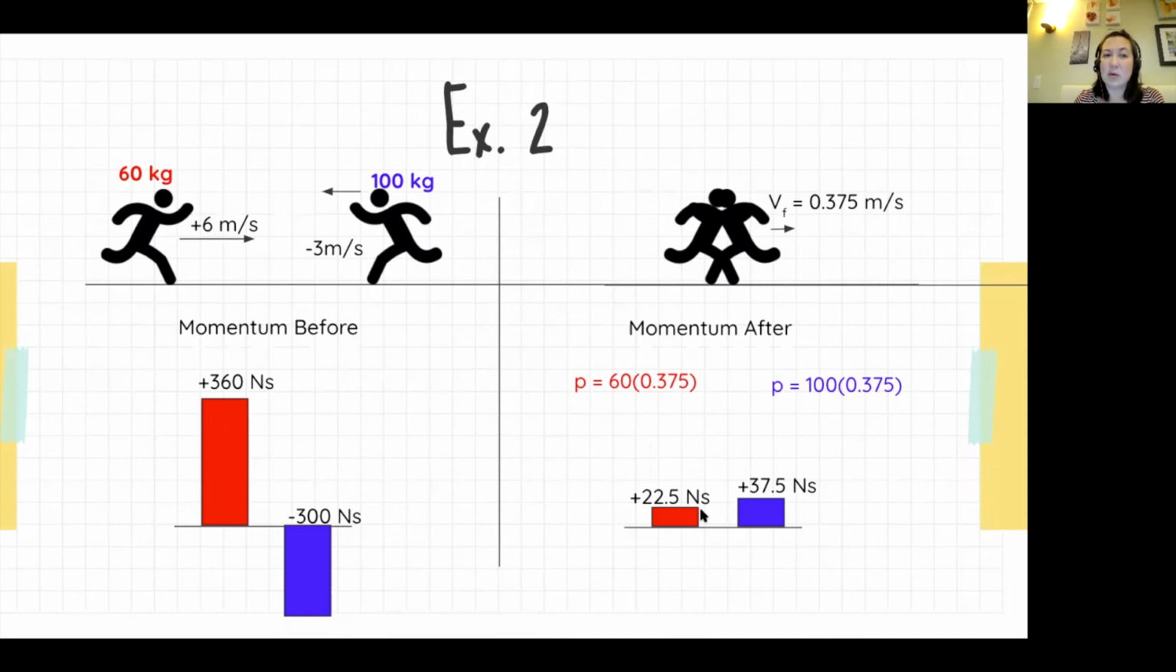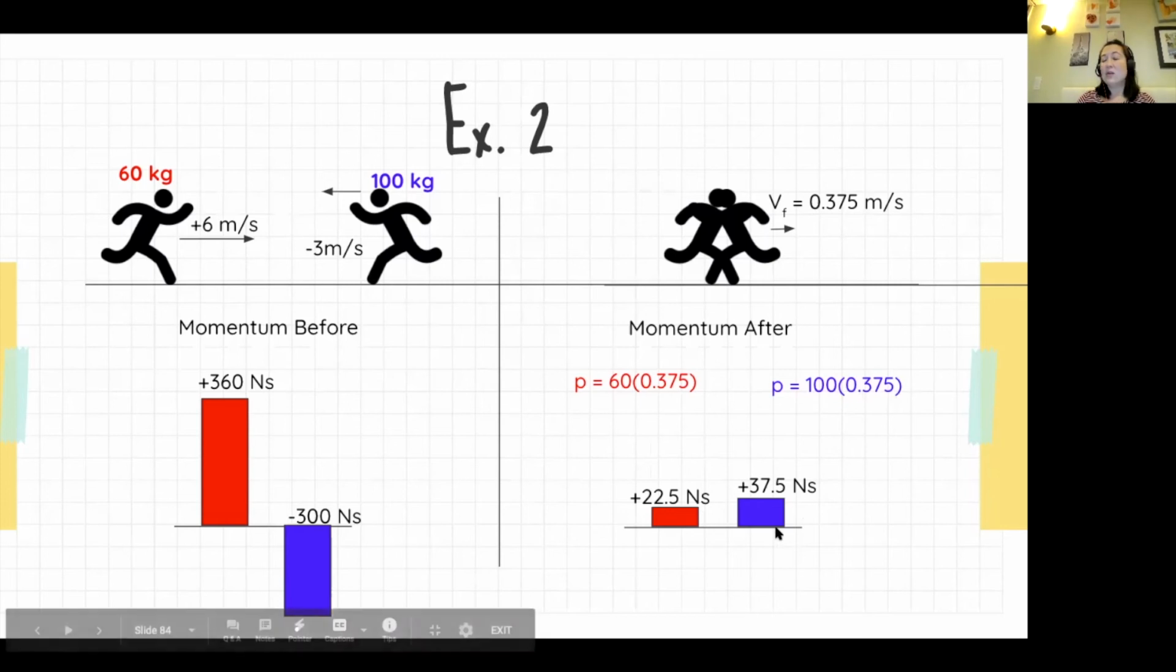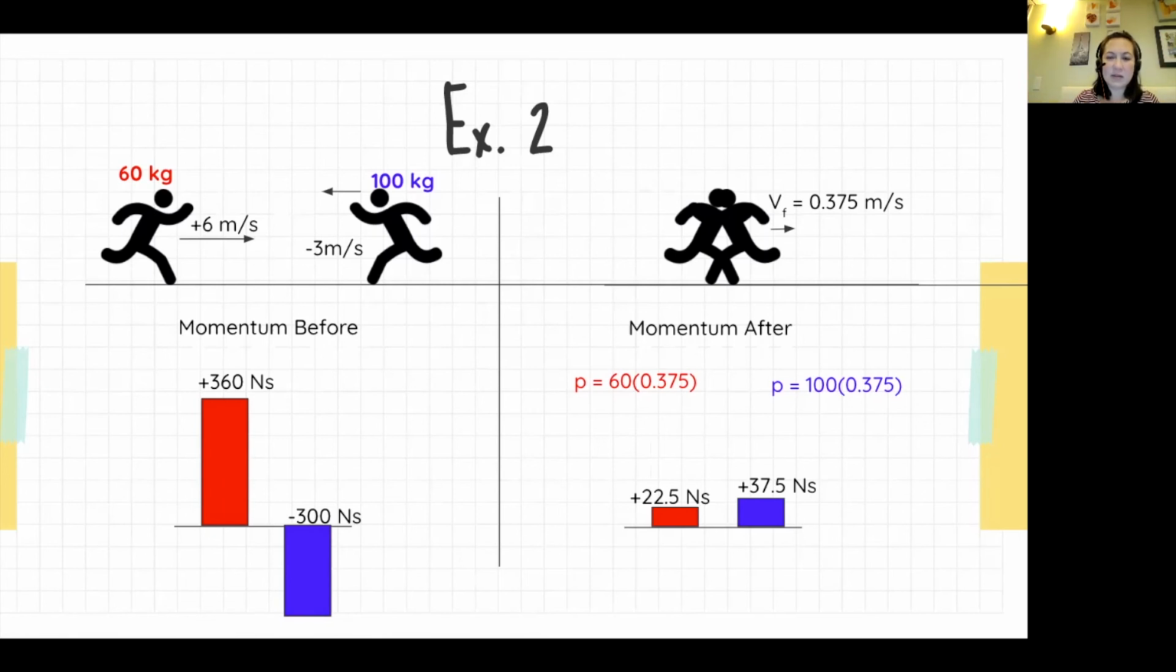Red loses momentum in this collision. Blue is now going in the positive direction. It has gained positive momentum as a result of the normal force in this collision. So it's 100 kilograms moving at 0.375 meters per second. So the blue person has 37.5 Newton seconds of final momentum. If we want to look at this with impulse and momentum together, what I need to do is narrow my view. So I'm getting rid of blue. Bye.